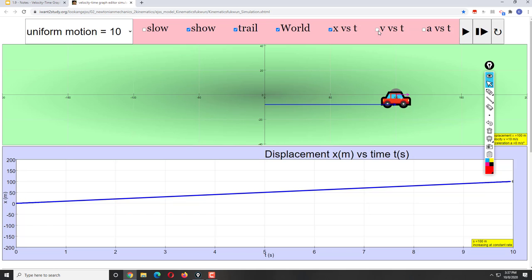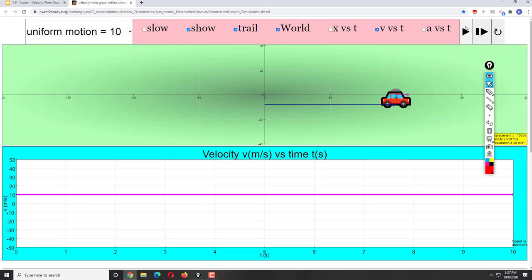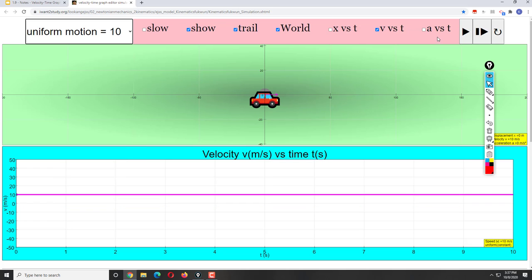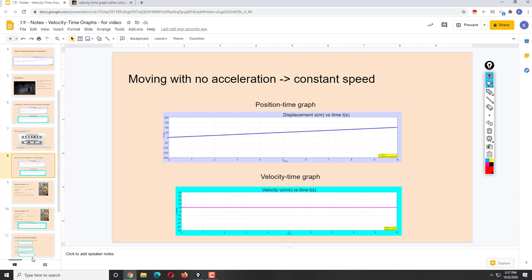So what's going to happen to the velocity graph? Well, it also has to stay the same. As the car moves at the same speed, the velocity stays the same. So that's why we have a position graph here. And the velocity graph looks like this.